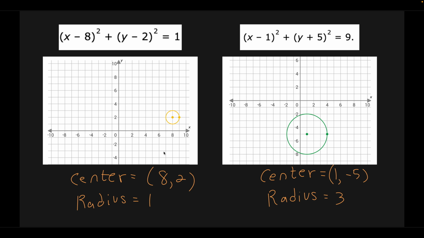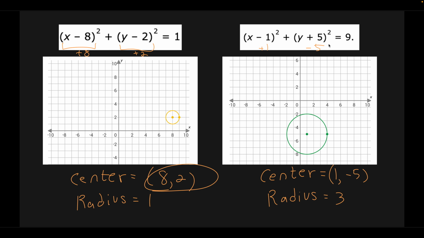Okay, now that you've had time to look at these problems, a couple of things you might have noticed. Number one, the center of your circle is always the numbers in the parentheses, but reversed. So this was -8, it became +8. This was -2, it became +2. So that's the center of the circle. Same thing here, +1, -5.